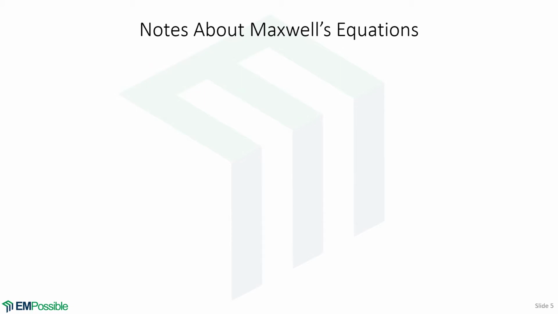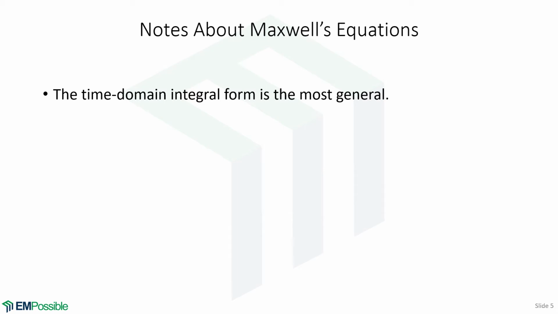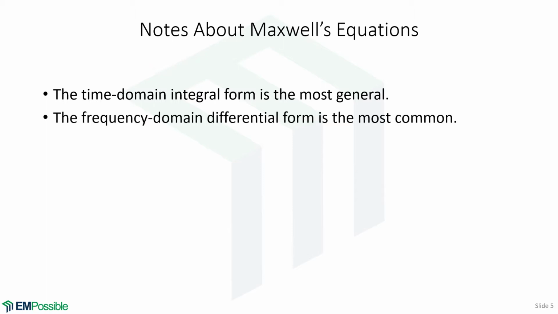Let's just run through some quick notes about Maxwell's equations. The time domain integral form is the most general. All the information that comes from Maxwell's equations fundamentally comes from these equations. All other forms, we lose information. The frequency domain differential form is the most common, and I think that's because they're the simplest form and the easiest to work with.